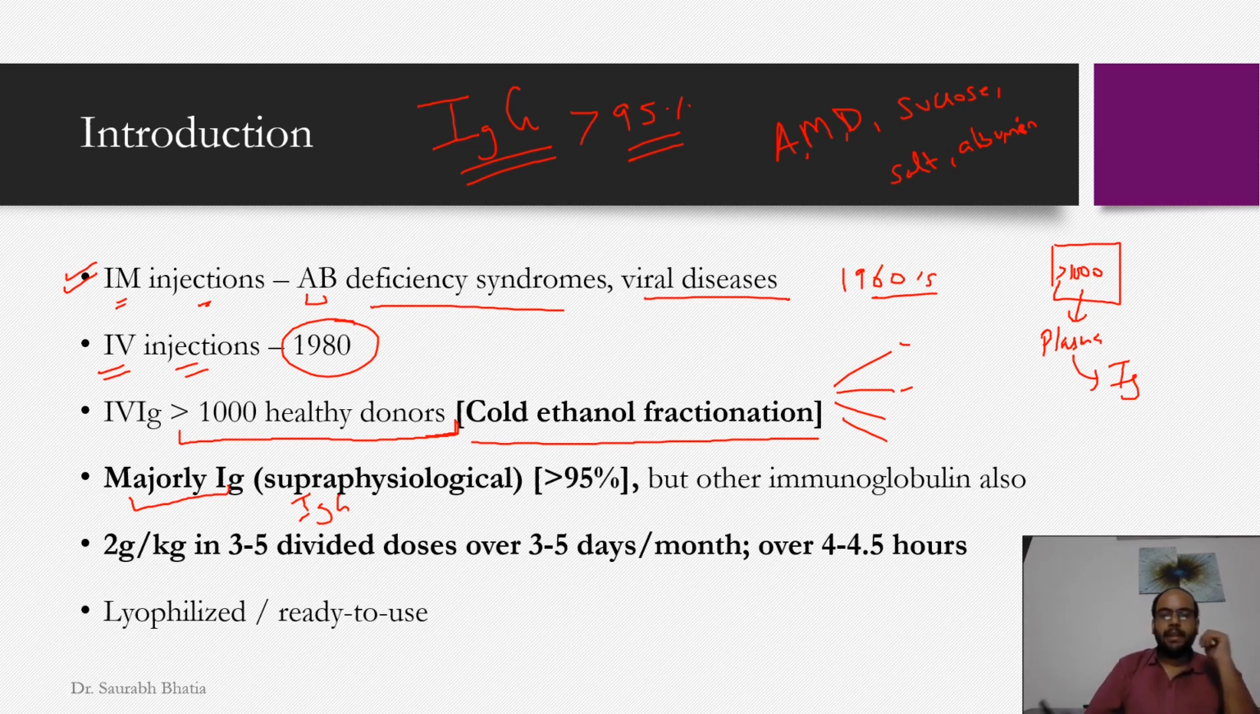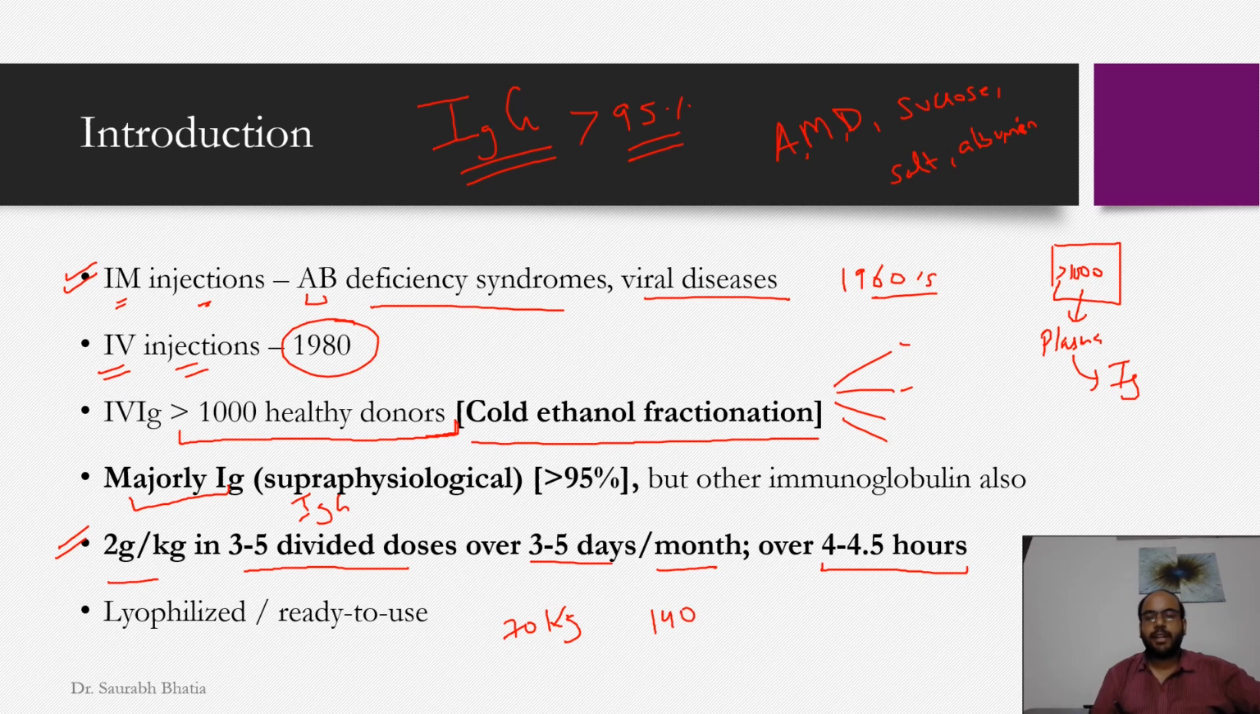Now the dose of IVIg, this point is important. The dose is 2 gram per kg in 3 to 5 divided doses over 3 to 5 days every month. The infusion is over 4 to 4.5 hours. So what we do is we calculate, let's say you have an individual of 70 kgs. So 2 gram per kg makes it 140. You divide it into 5 parts.